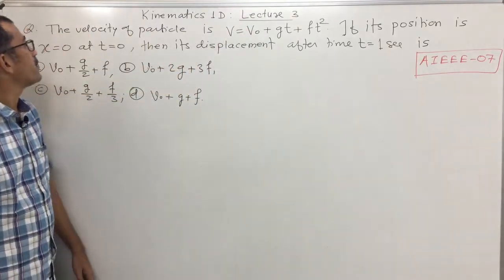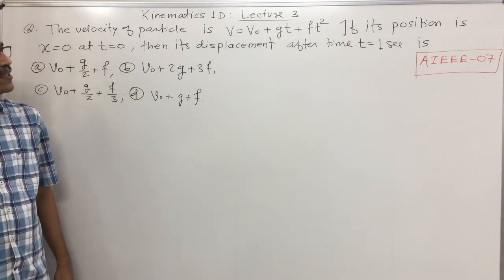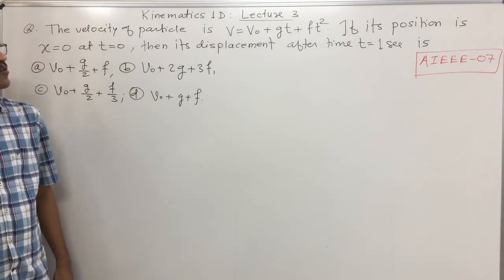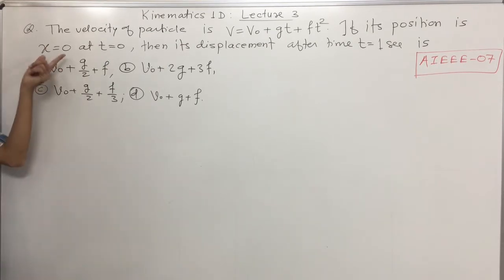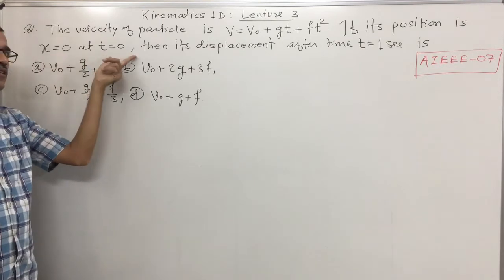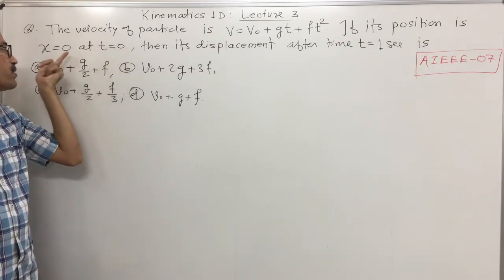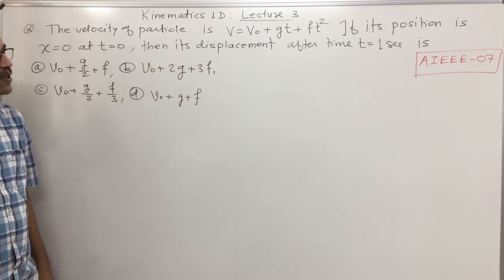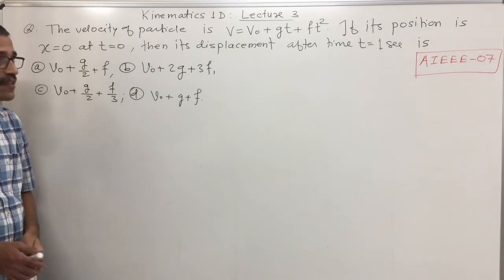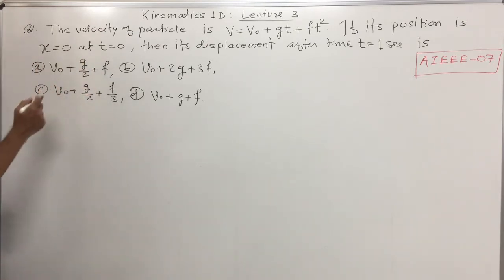Now see here what is given. The velocity of a particle is v equal to v naught plus gt plus ft square. If the position is x equal to 0 at t equal to 0. The initial condition is given. That means the lower limit will be that, right? If we integrate, t equal to 0, x is 0. Then the displacement after time t equal to 1 second. When time is 1 second, you have to find out what? Displacement. 4 options are given.